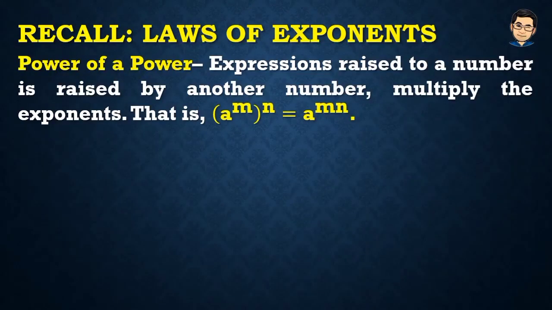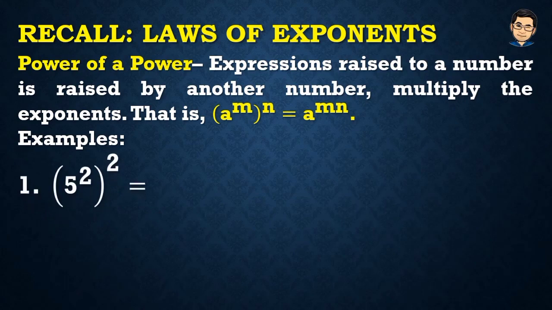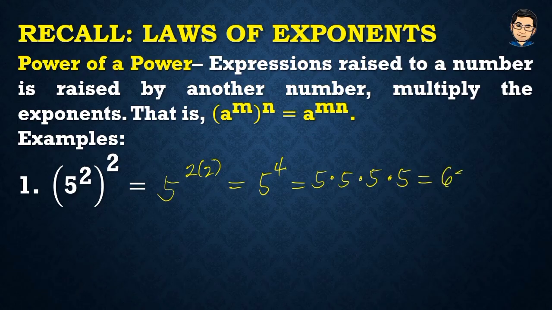The next law of exponent is power of a power. Expressions raised to a number is raised by another number, multiply the exponents. That is, the quantity of a raised to m raised to n is equal to a raised to the product of m and n. So, let's have examples. So, the quantity of 5 squared raised to 2. Okay, so ang gagawin lang natin dito, 5 raised to 2 times 2. So 2 times 2, that is 4. So, 5 raised to 4 may be written as 5 times 5 times 5 times 5 is equal to 625. So, this will be our final answer.